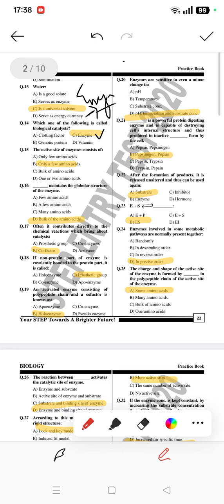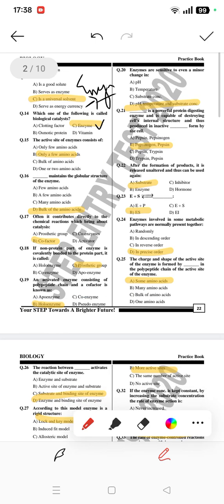Okay, the active site of an enzyme consists of only a few amino acids, because the active site is not a hard or rigid structure made up of so many. So this means a few amino acids. Yeah, it's the right option.